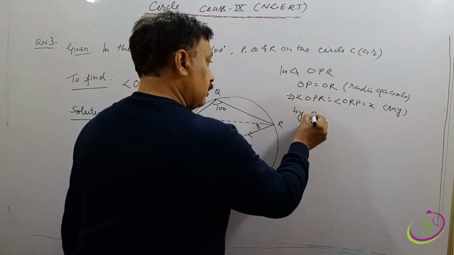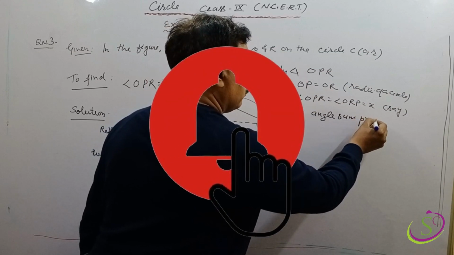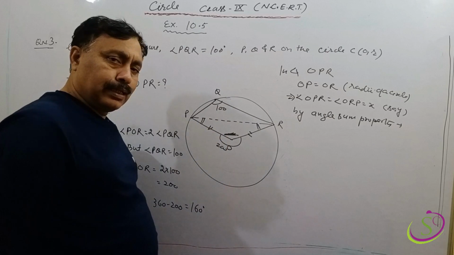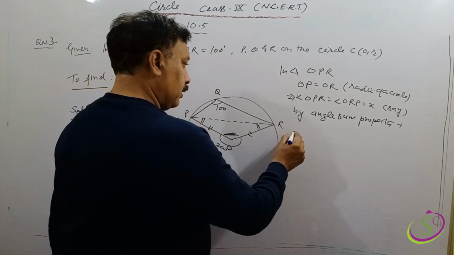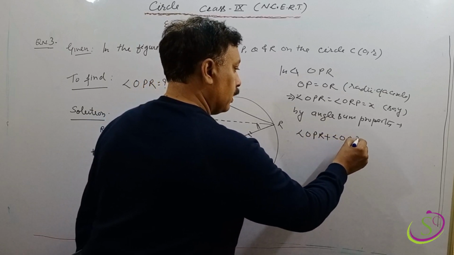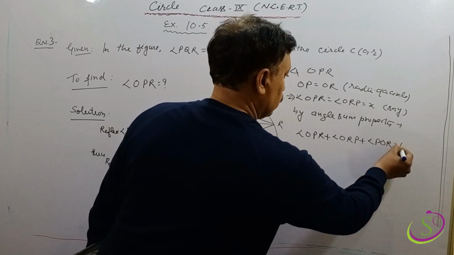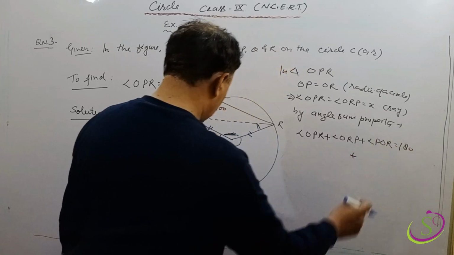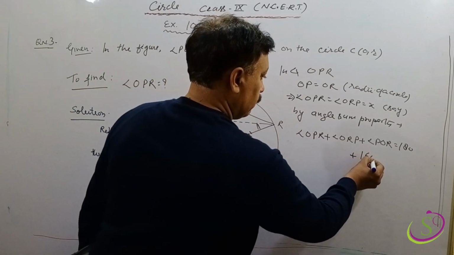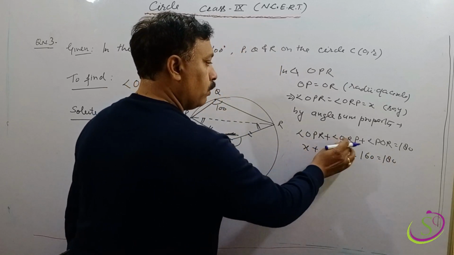So by angle sum property. What is the angle sum property? कि sum of all the angles of a triangle is 180 degree. So angle OPR plus angle ORP plus angle POR equal to how much? 180 degree. Angle POR is 160 degree, so we write here 160, and OPR is x and ORP also x.